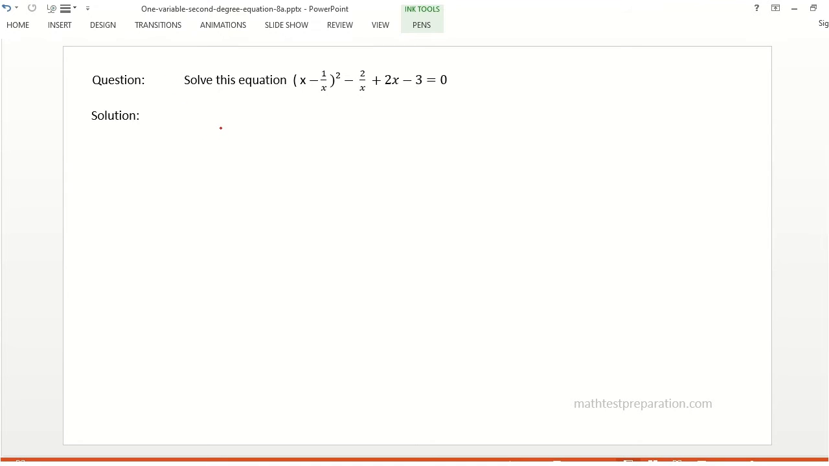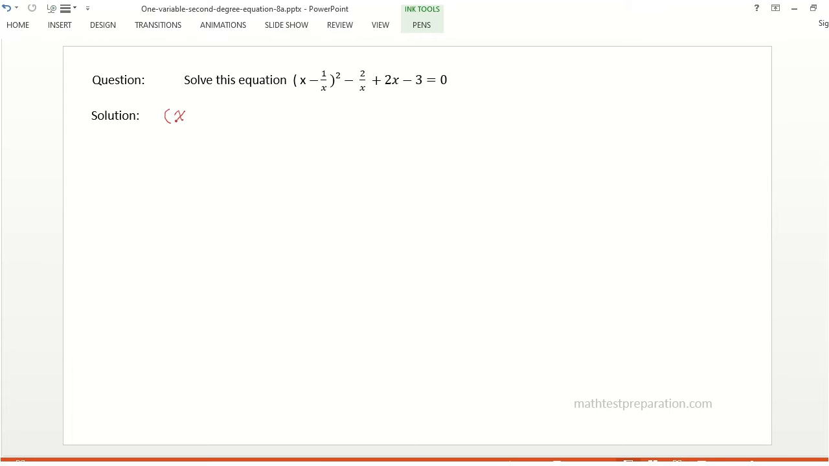In this lesson, I'm going to talk about a fraction equation. I'm going to use the substitute a variable method to change this fraction equation into a one variable second degree equation.